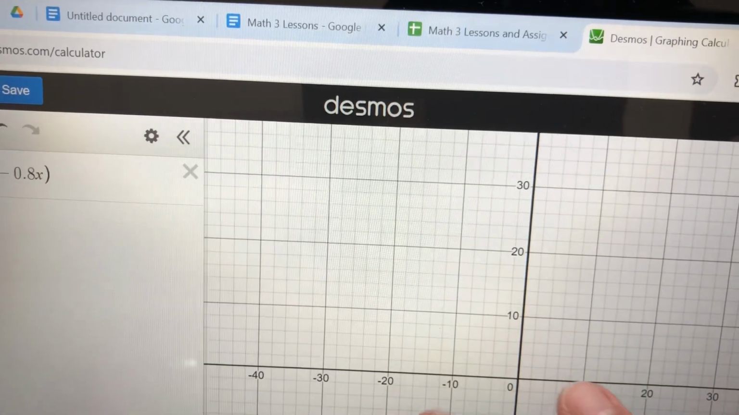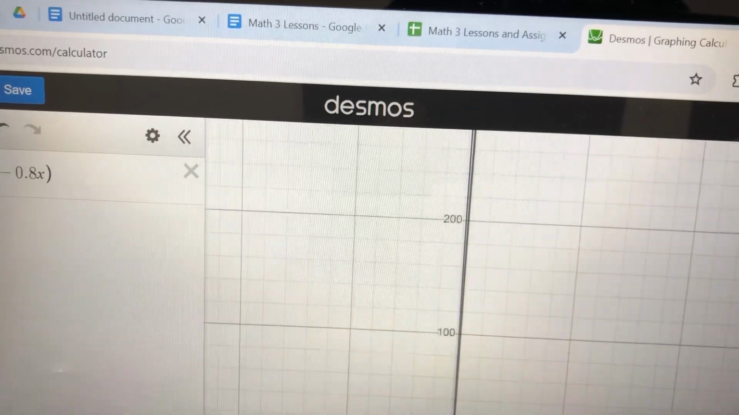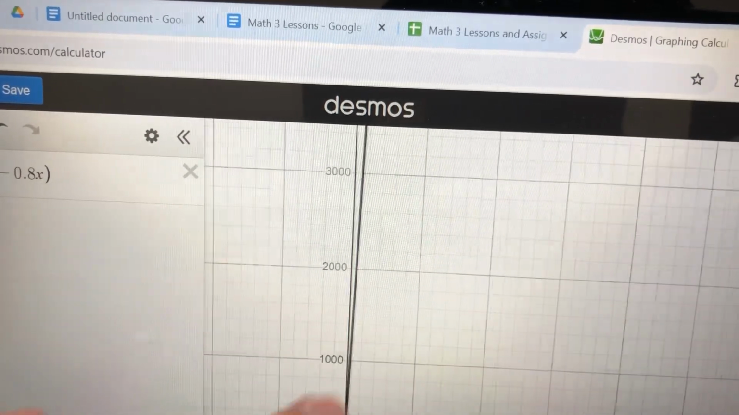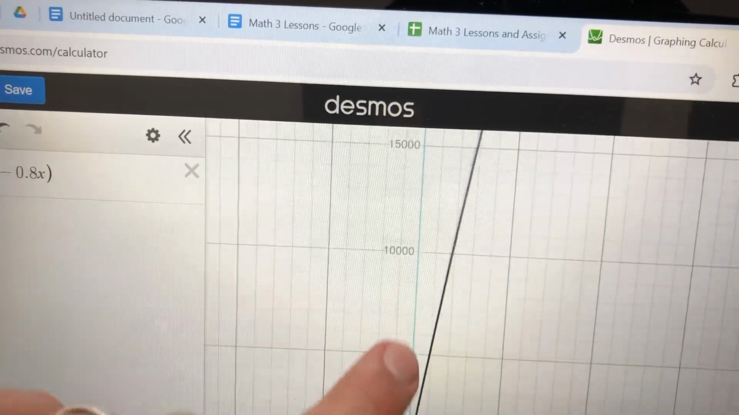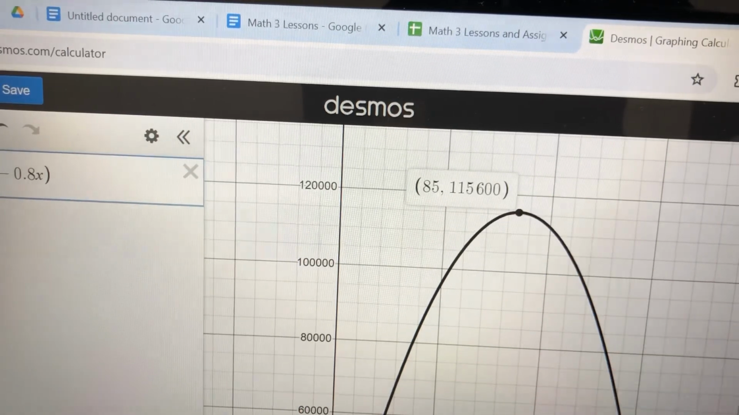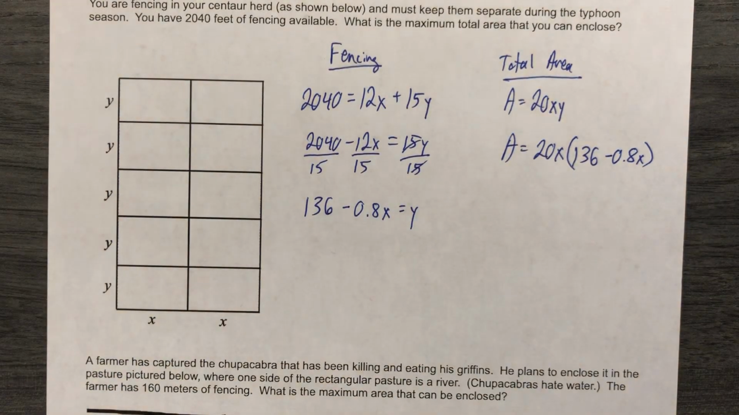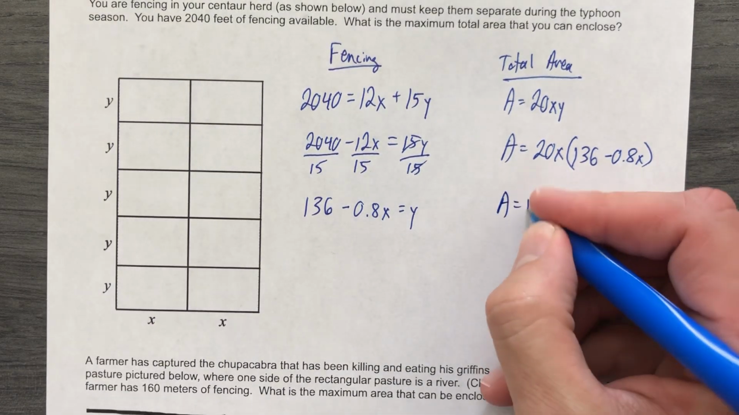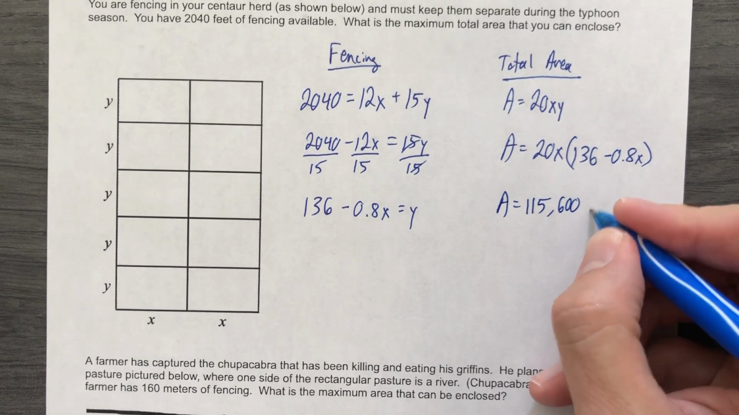There we go, starting to show up. There it is, about time. I see you, vertex. Wow, there's that area, 115,600. 85 is the x value that gives that, but the area itself is 115,600. So area is 115,600, and let's put units on this. This is going to be square feet.